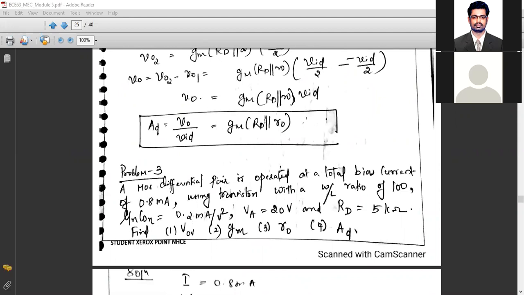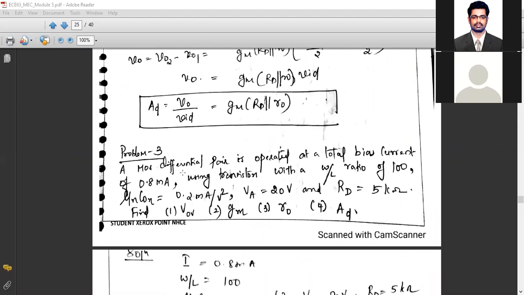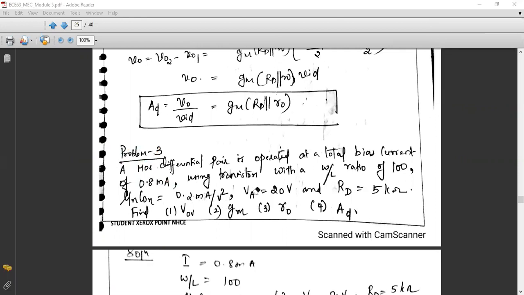So with respect to the above analysis, now we will try to do one numerical problem. All of you can take down the question. A MOS differential pair is operated at a total bias current of 0.8 milliamps. So this is the total current, capital I. This question is very important. So capital I is 0.8 milliampere. W by L ratio is 100. Mu n into Cox, that is your Kn dash, is 0.2 milliampere per volt squared. The early voltage is 20 volt.